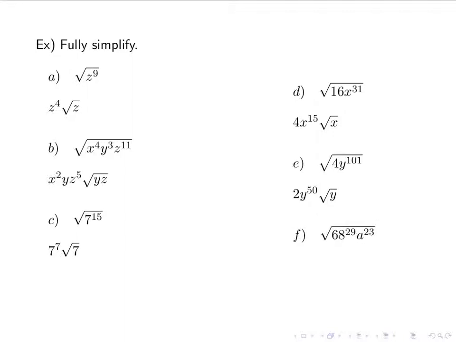And as the last example for the odds, I've got the square root of 68 to the 29th, a to the 23rd. So again, the 29 is 28 plus 1. 23 is 22 plus 1. Divide those even ones by 2. And I'm left with 68 to the 14th, a to the 11th, square root of 68 times a.